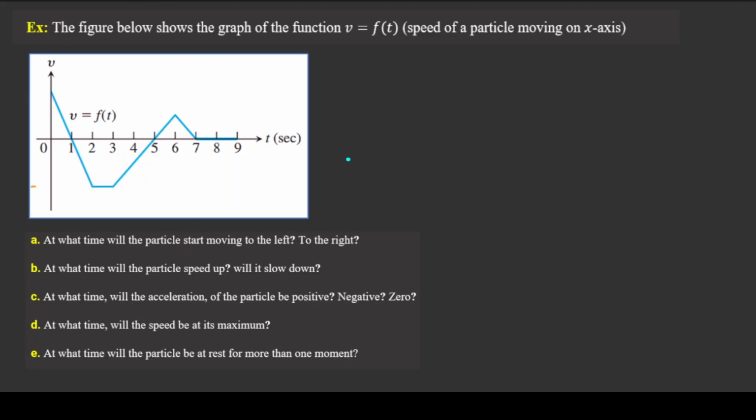Okay guys, let's solve part B. At what time will the speed be at its maximum? And we know that, guys, speed equals the absolute value of velocity. Speed is the absolute value of velocity, and the graph of velocity is given.